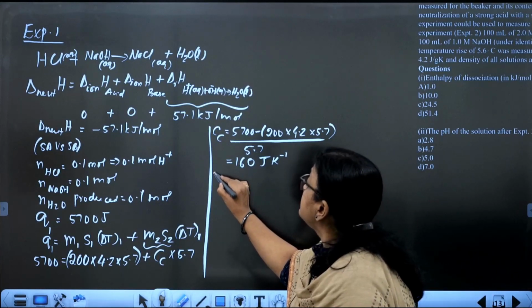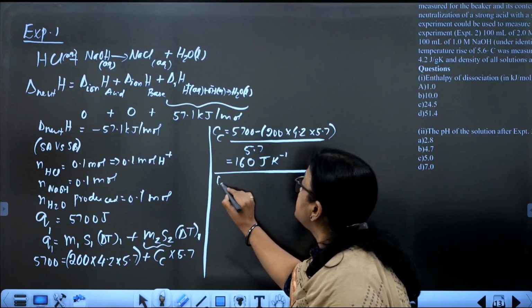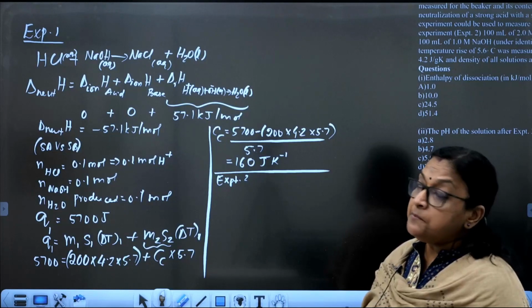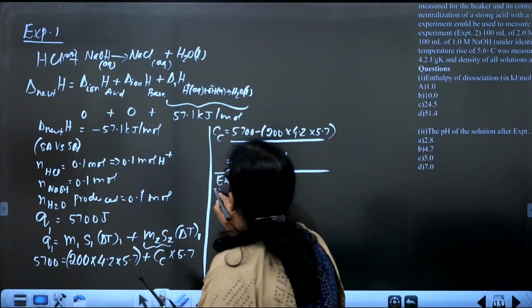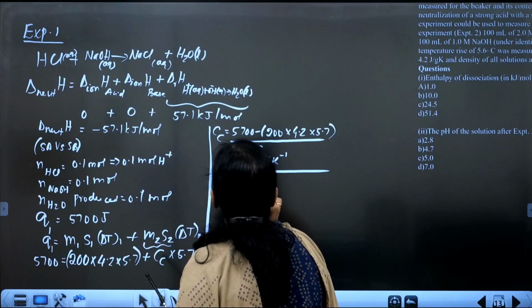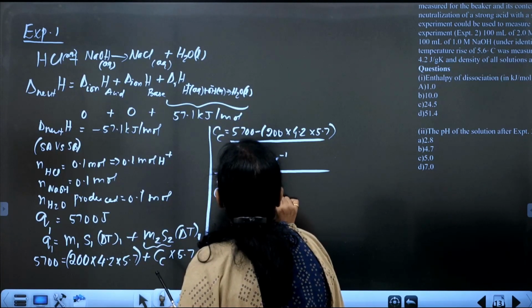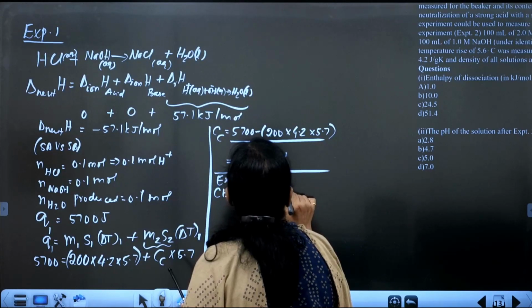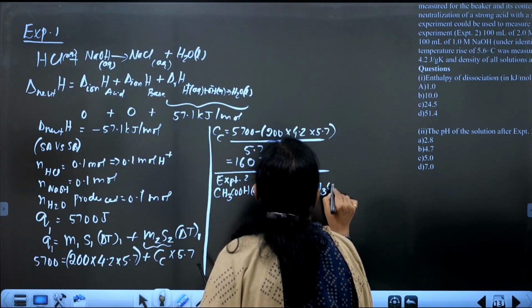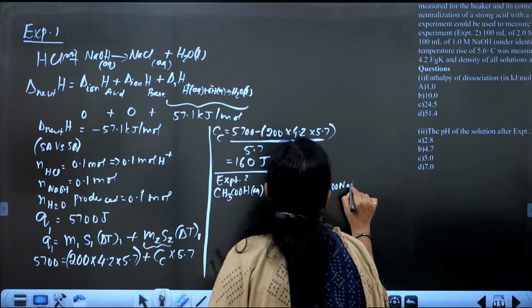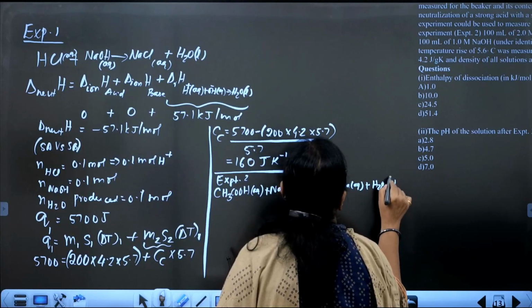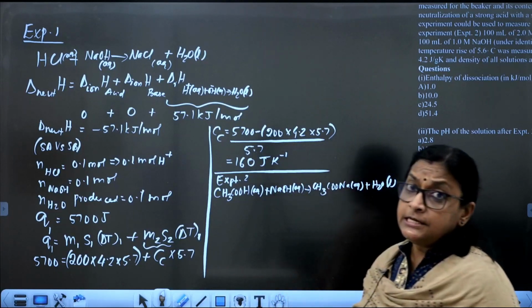Now apply this to experiment 2. In experiment 2, we have a weak acid, acetic acid, reacting with the strong base NaOH so that sodium acetate and liquid water are formed. This is the second experiment.